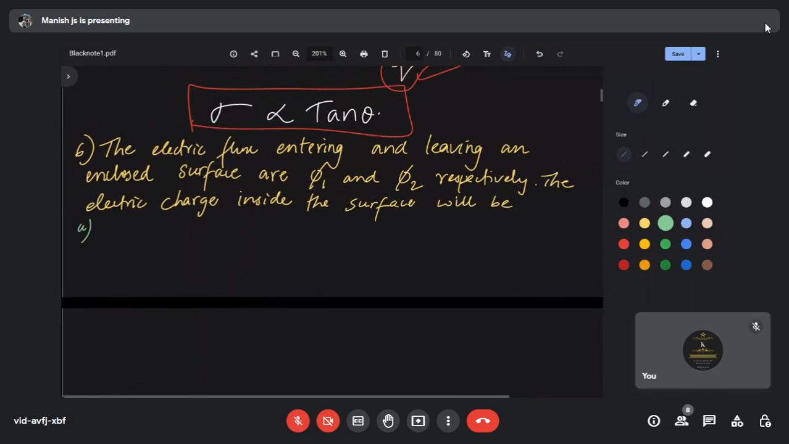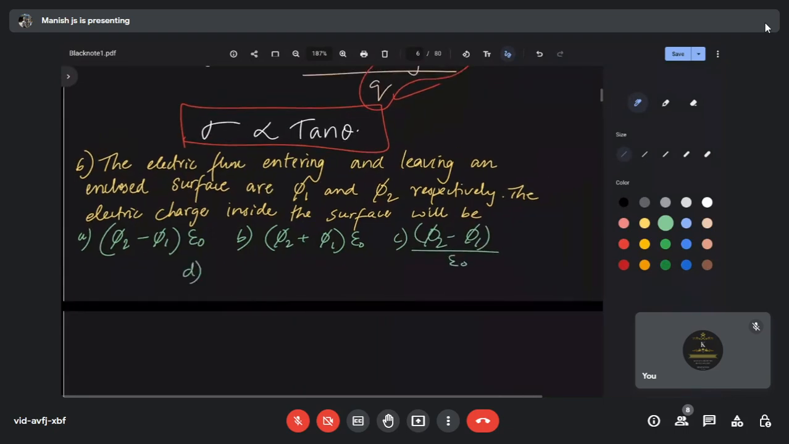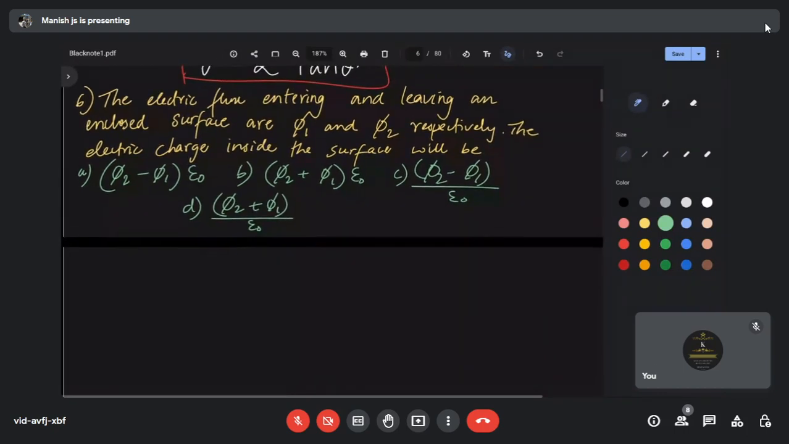Options: option A, phi 2 minus phi 1 times epsilon naught. Option B, phi 2 plus phi 1 times epsilon naught. Option C, phi 2 minus phi 1, the whole upon epsilon naught. And option D, phi 2 plus phi 1, the whole upon epsilon naught. Yes, try this.